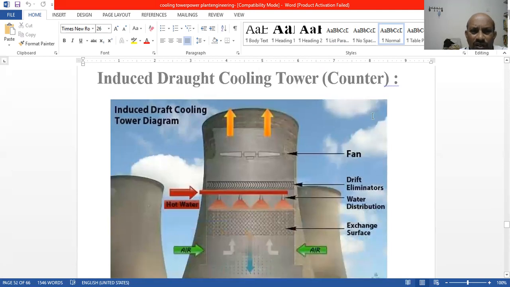Induced draught cooling tower. Please observe how it will be. Here, fans will be there, and drift will be there. Drift eliminators, that is, drift eliminators, and water distribution points, meaning spraying jets, nozzles, sprinklers will be there, and the extracting surface will be there. So air is entering from two directions. By seeing this only we can observe that it is an induced draught cooling tower.